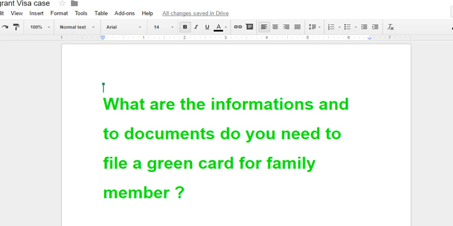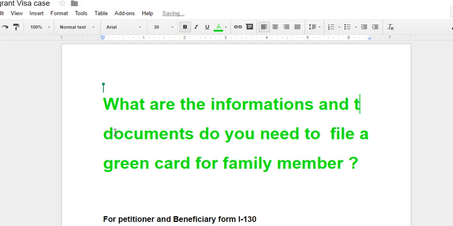So today's question is really simple. What are the information and documents you need to file a green card for a family member? Okay, let's go about it.